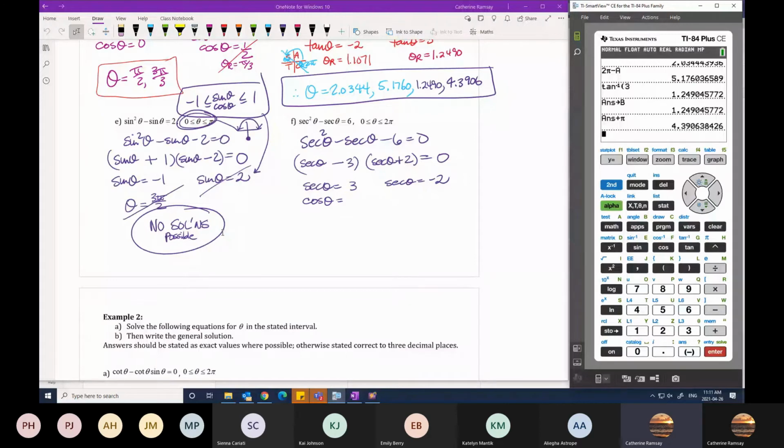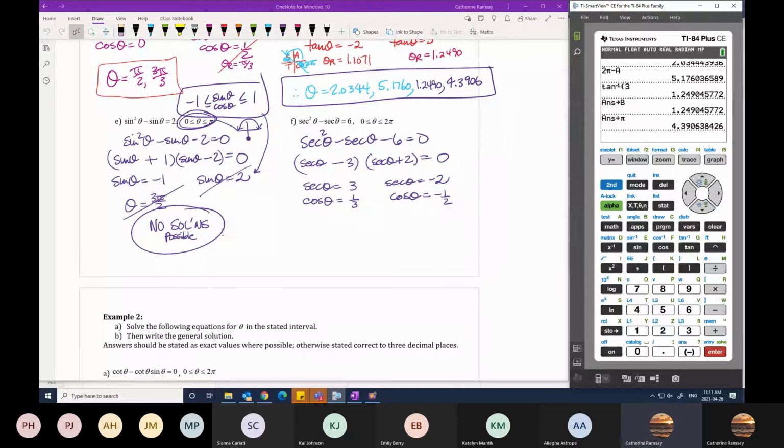1/3. Yep. And then what would cos theta equal over here, if secant theta is equal to -1/2? Cos theta, yes, -1/2. So at first glance, you might think, oh, it's not possible because it's less than -1. But then when you reciprocate it, you realize pretty quick that, oh, no, it's fine. It's only sine and cosine that have to be between those two.